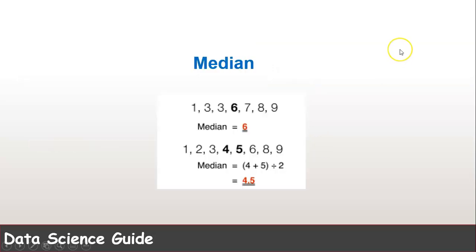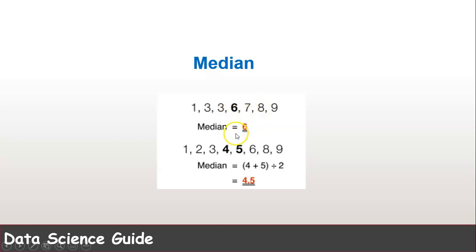The second central tendency measure is median, sorting values in ascending or descending order and find the number in the middle, and this number is the median. So in these values, 6 is the number in the middle, and that's when we have an odd number of values.